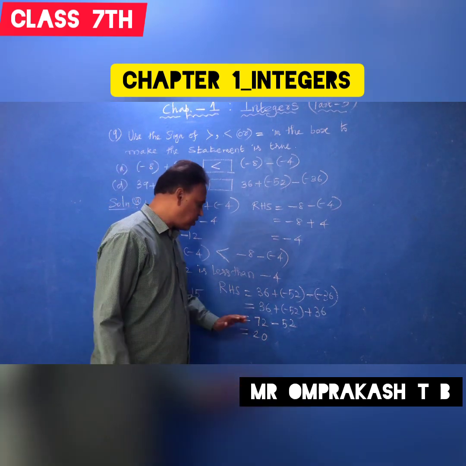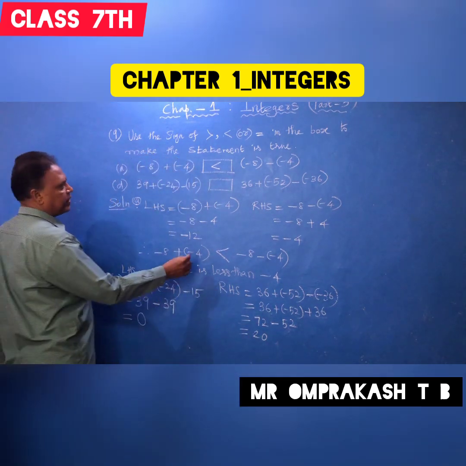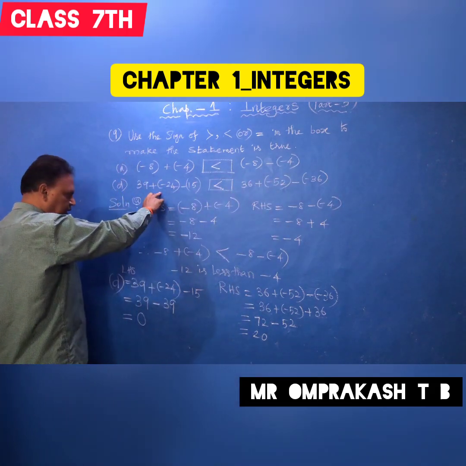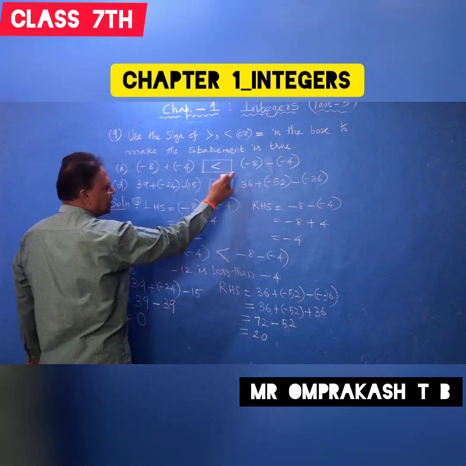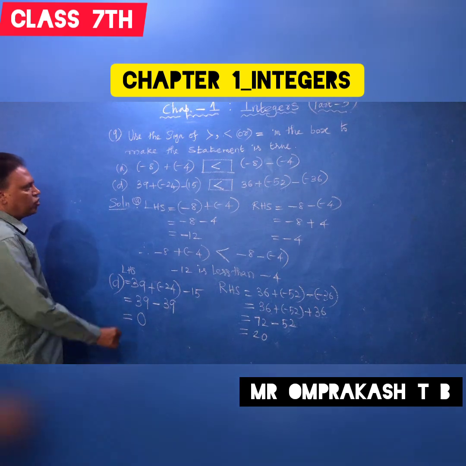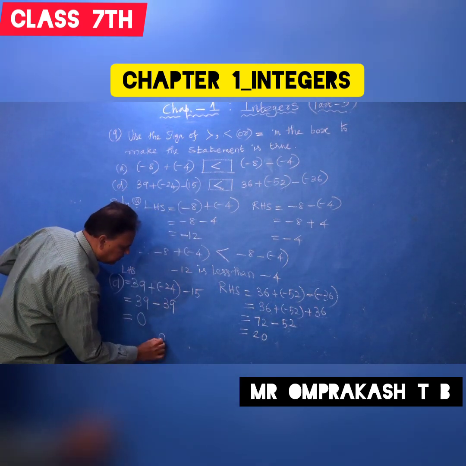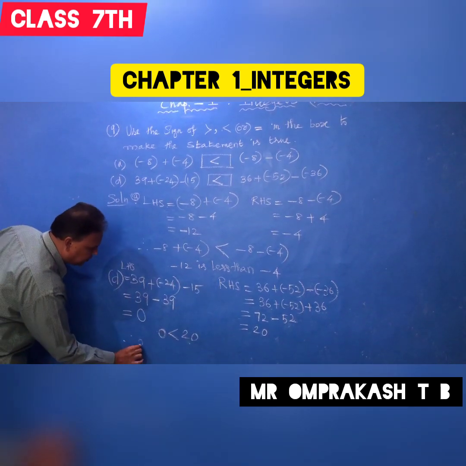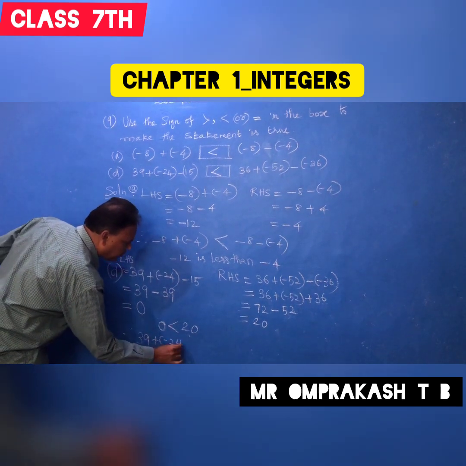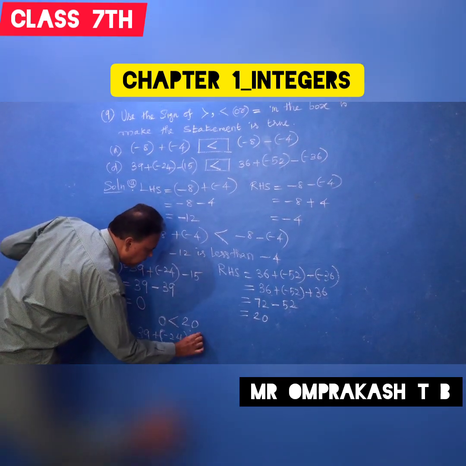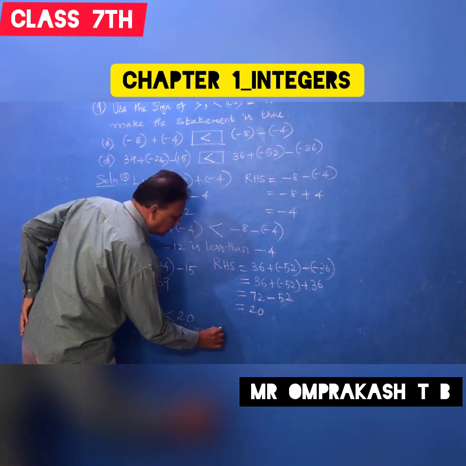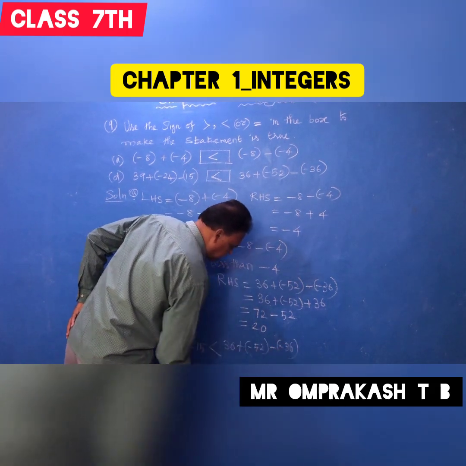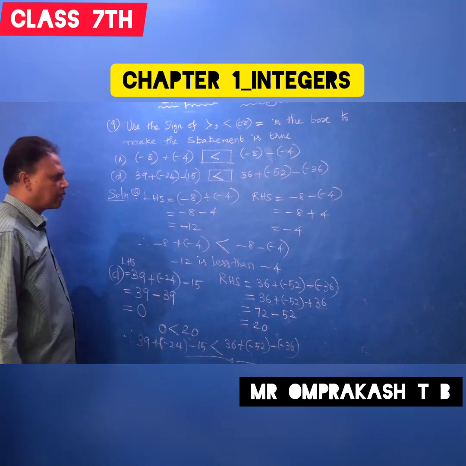The right hand side is 20. So which symbol do you have to write? Same way, this symbol only. 20 is greater, so less than. That is, 0 is less than 20. Therefore this statement can be written as 39 plus minus 24 minus 15 is less than 36 plus minus 52 minus of minus 36. That's all.